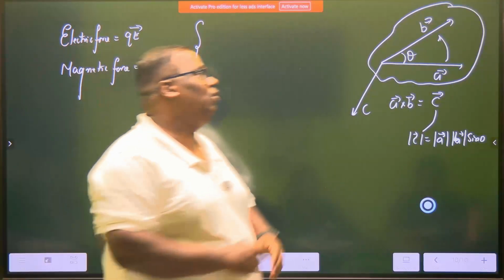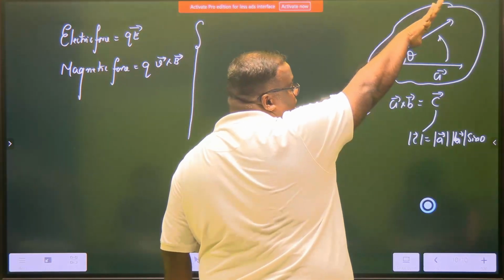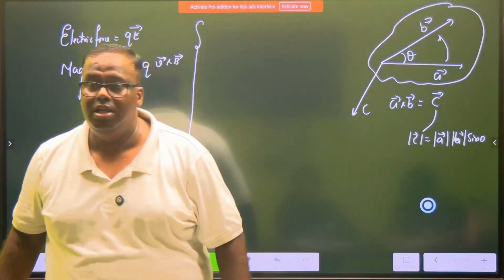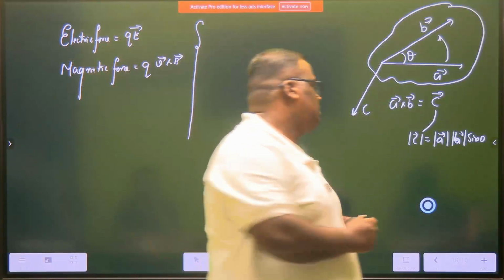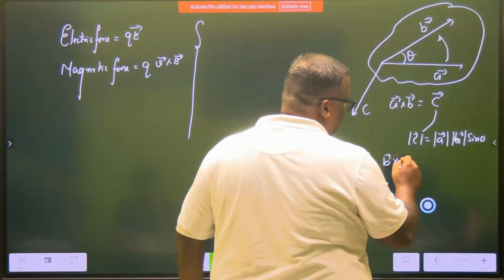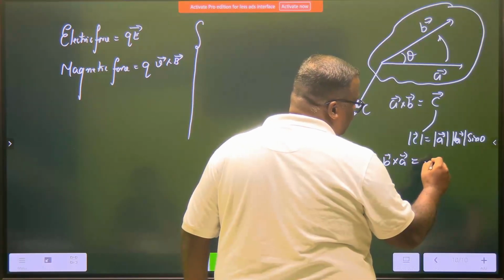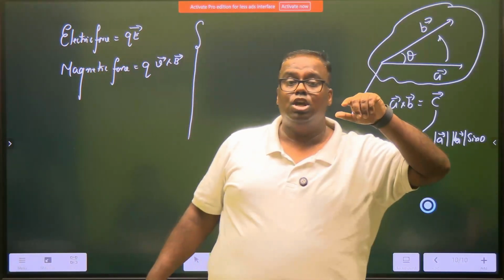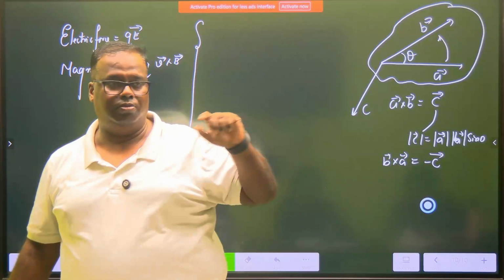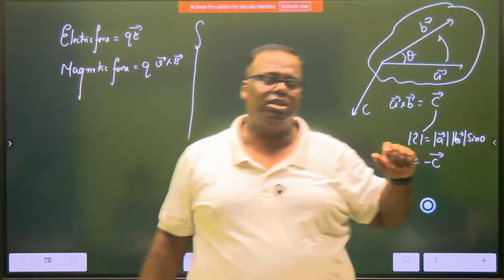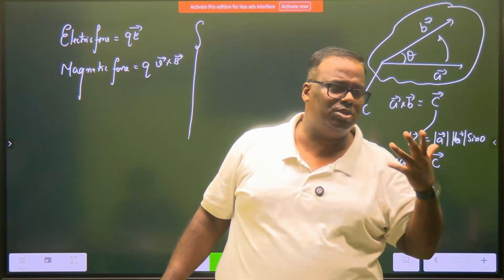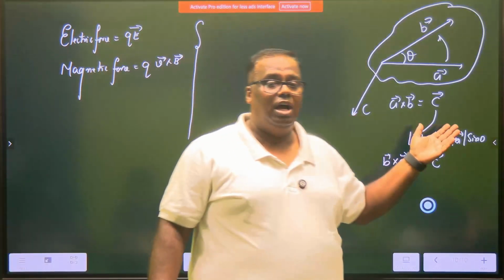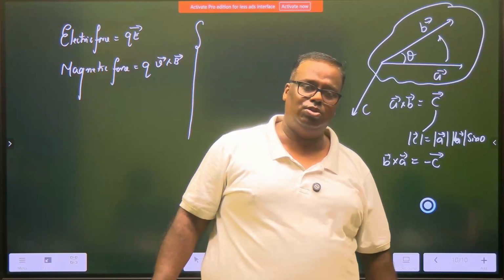Had you done B cross A, the thumb is like this. B comes towards A. The thumb goes inside. Then B cross A will have an opposite direction. B cross A will give me an anti-vector, which is negative C vector. Negative C vector means it goes this side. That means cross product is not commutative. Got it? Dot product is commutative because dot product always gives birth to a scalar. Cross product is going to give birth to a vector, so it will have a direction component associated with it. Have you understood?